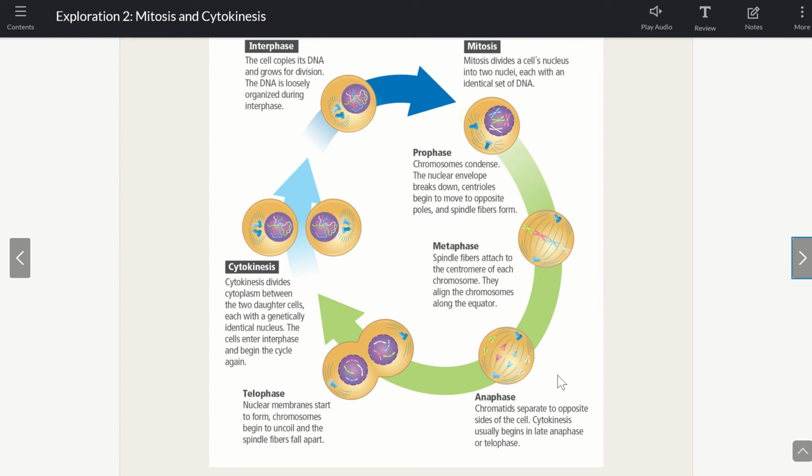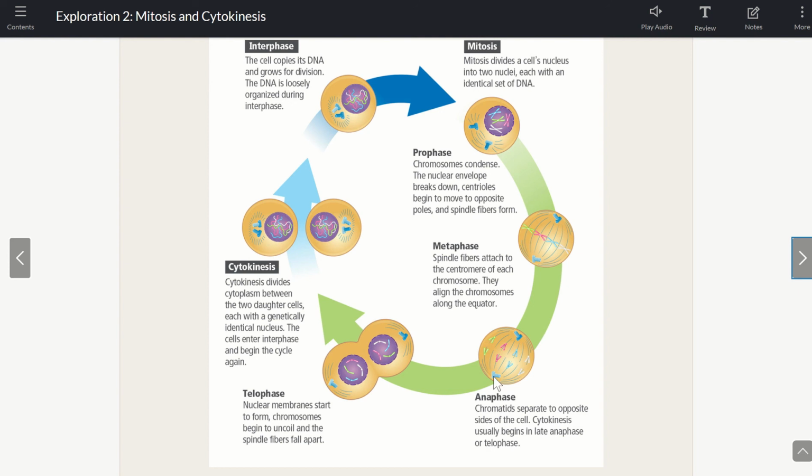The next part is anaphase. Anaphase is characterized by the separation of these sister chromatids. In metaphase, those sister chromatids are still connected, which is why we have the X-shaped structure there. But in anaphase, those sister chromatids begin to pull apart. And this is the first time we see the creation of two distinct groups of DNA, two distinct groups of cells.